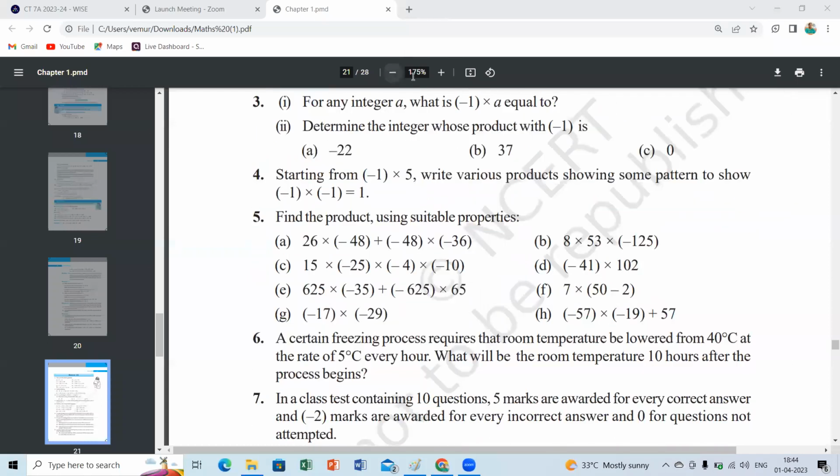Next, question number 4. Anubhav, please. Can you answer question number 4? Yes, ma'am, I am trying. Just a pattern, beta. This is a pattern. Let me write the pattern. Minus 1 into 5.